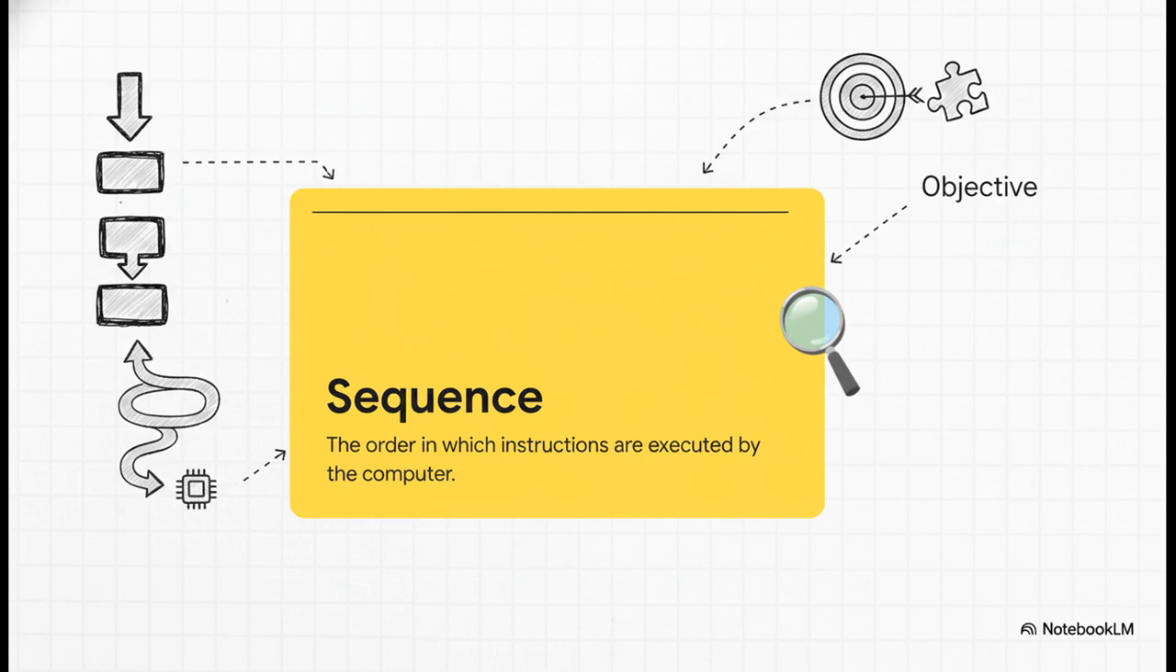You really have to remember this. The computer never guesses your intent. Unless you explicitly use a control structure to change it, the machine is just going to follow your instructions exactly in the order you wrote them down.